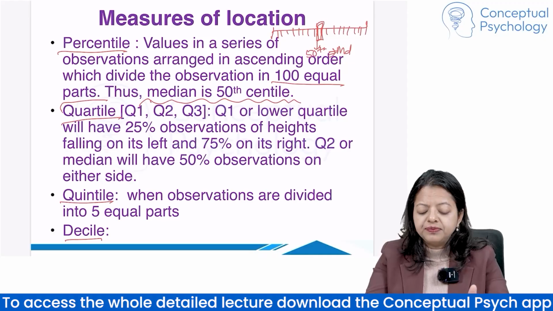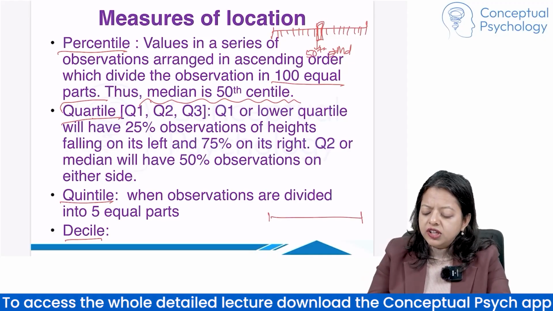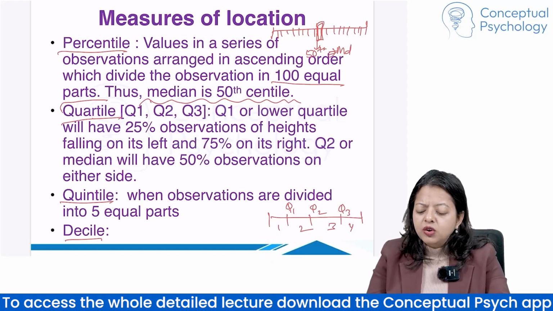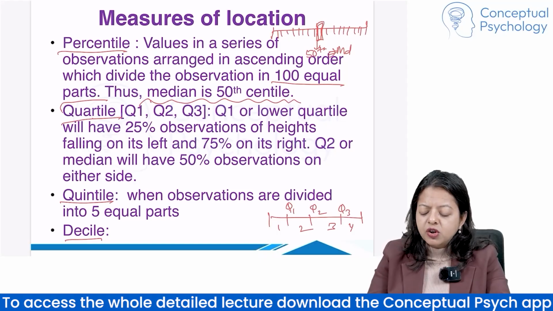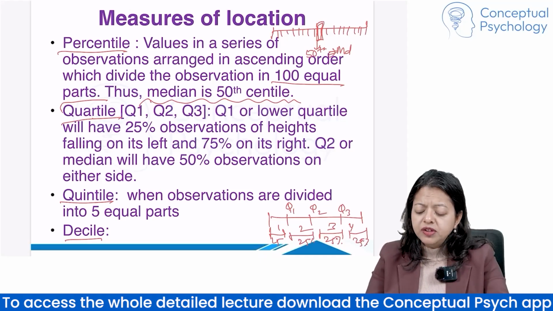Similarly, quartile. So this is your set of data and you divide it into 4 equal parts. 1, 2, 3, 4. So this is Q1, Q2, Q3. These are quartiles. Q1 or lower quartile will have 25% observations of height falling on its left. So this is 25% of data, this is 25% of the data, this is 25% of the data, and this is 25% of the data. Observations of height fall on its left and 75% on its right.